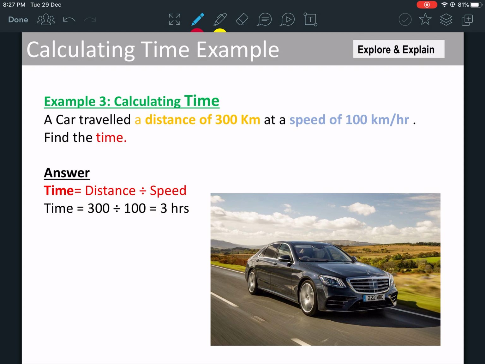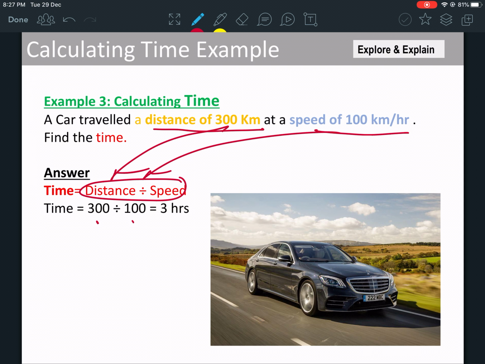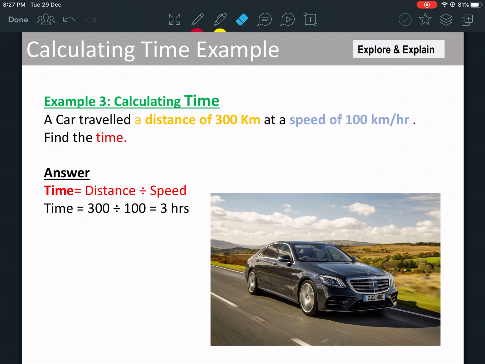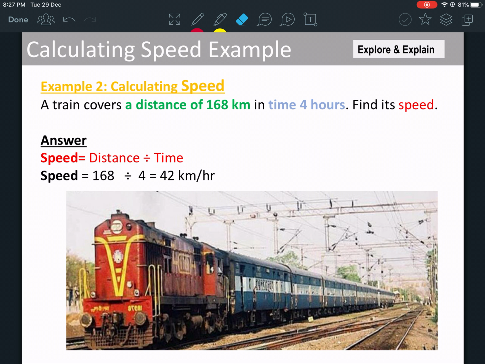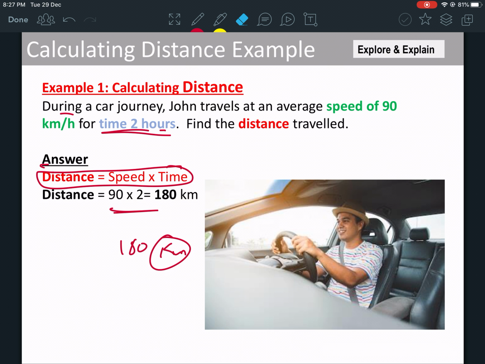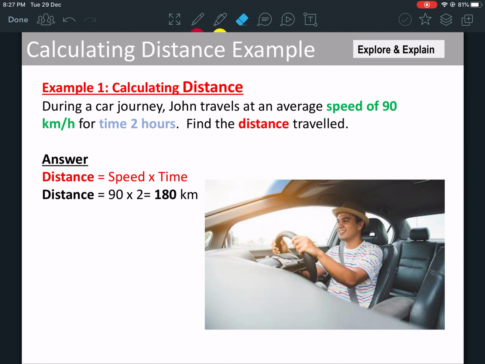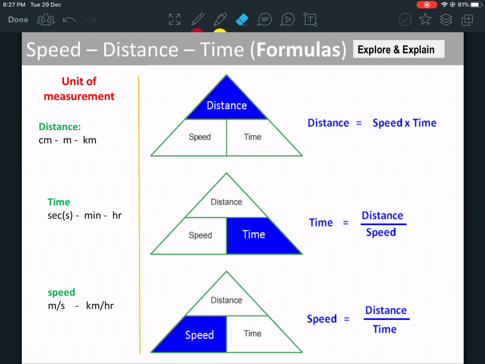Calculating time, for example, a car has traveled a distance of 300 kilometers at a speed of 100 kilometers per hour. So time would be distance divided by speed. So 300 divided by 100. See, we get them from here. It'd be 3 hours. Why hours, not seconds? Because they told you kilometer per hour. So it depends on the given that you have. I'll be using kilometer per hour most of the time to make it easy for you. But it's pretty much just putting formulas down, using the formula, knowing the unit of measurement. It's easy to calculate speed, distance, and time.